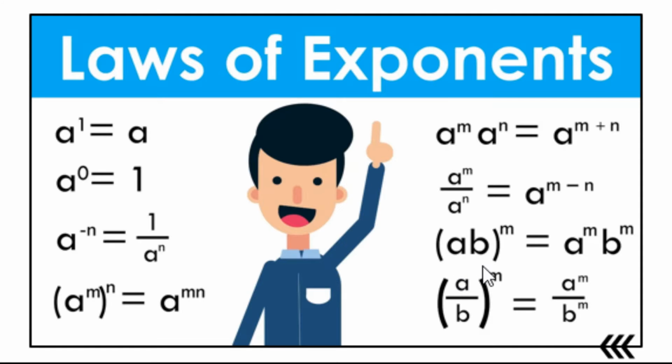Next, we have a times b raised to m is equal to a raised to m times b raised to m. So this parenthesis means that the exponent of a is m and the exponent of b is also m. And the last one, we have a divided by b raised to m is equal to a raised to m divided by b raised to m. So this parenthesis means that the exponent of a is m and the exponent of b is also m.